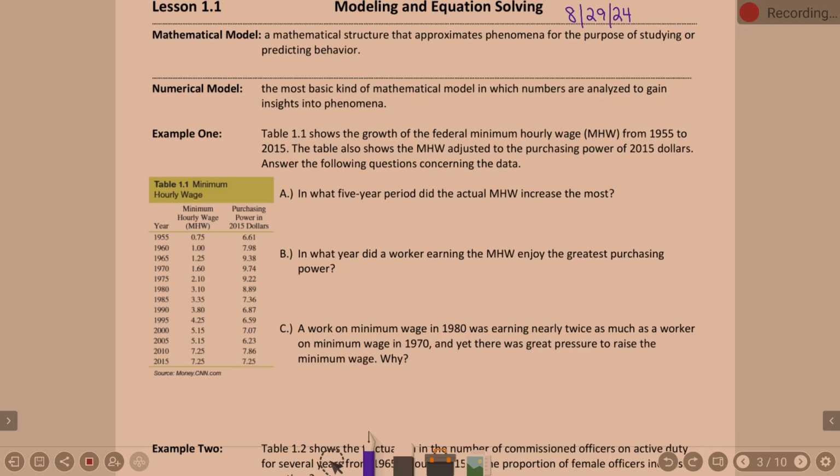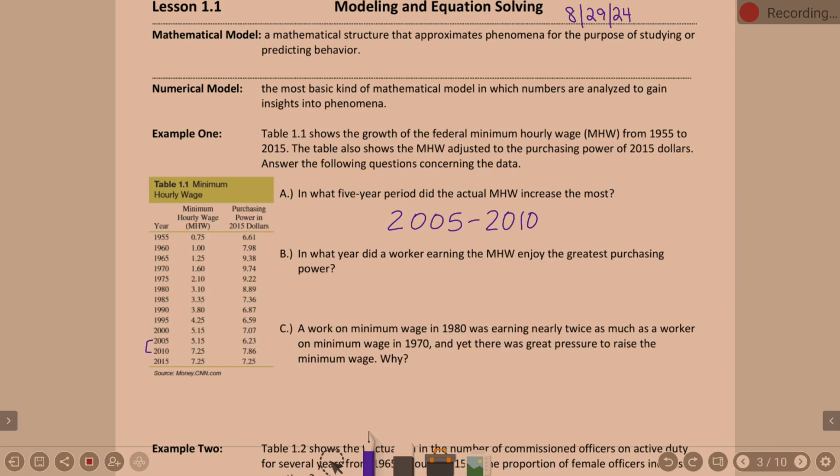In what five-year period did the actual minimum hourly wage increase the most? What increments do we have here, folks? We've got five-year period increments, yes? Where's the biggest increase? You can tell pretty easily by eyeballing. What did we finally figure out? 2005 to 2010, because we have what kind of increase? About a $2.10 increase. We're just looking at the data here. I'm not doing anything fancy in these first couple of questions. But 2005 to 2010 was the largest increase.